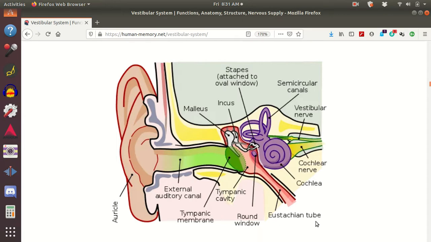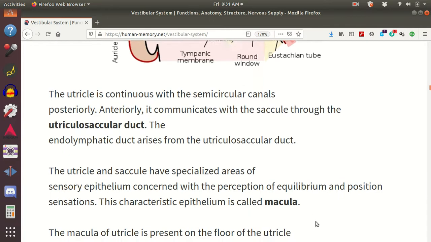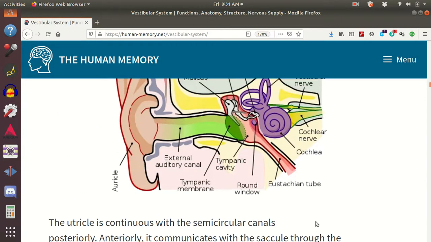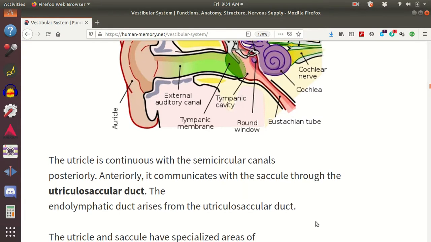Very interesting. The utricle is continuous with the semicircular canals posteriorly. Anteriorly, it communicates with the saccule through the utriculosaccular duct. The endolymphatic duct arises from the utriculosaccular duct.